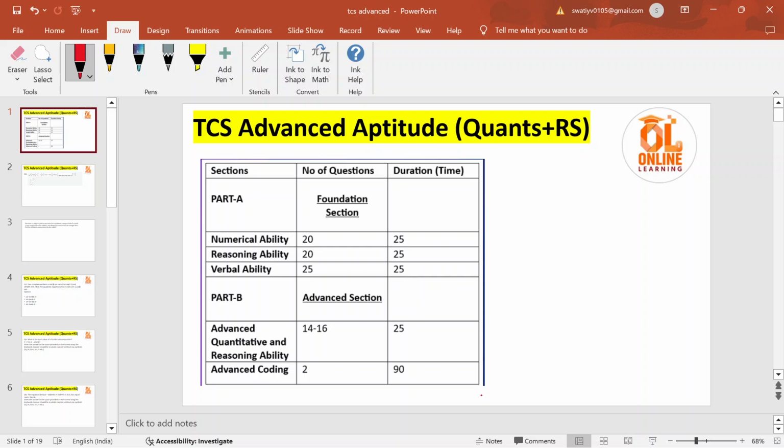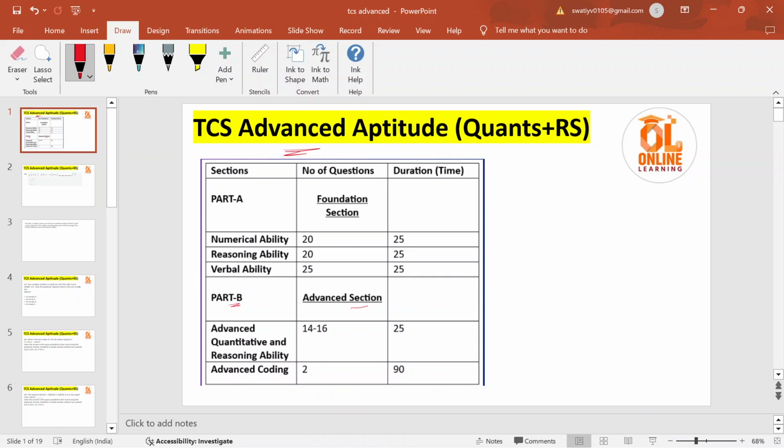Today we will be discussing the questions of TCS Aptitude, TCS Advanced Aptitude. You can see here that advanced aptitude is asked over here. To crack Digital or Prime, this is a very important part which you have to attempt. This is your Part B, the advanced section.